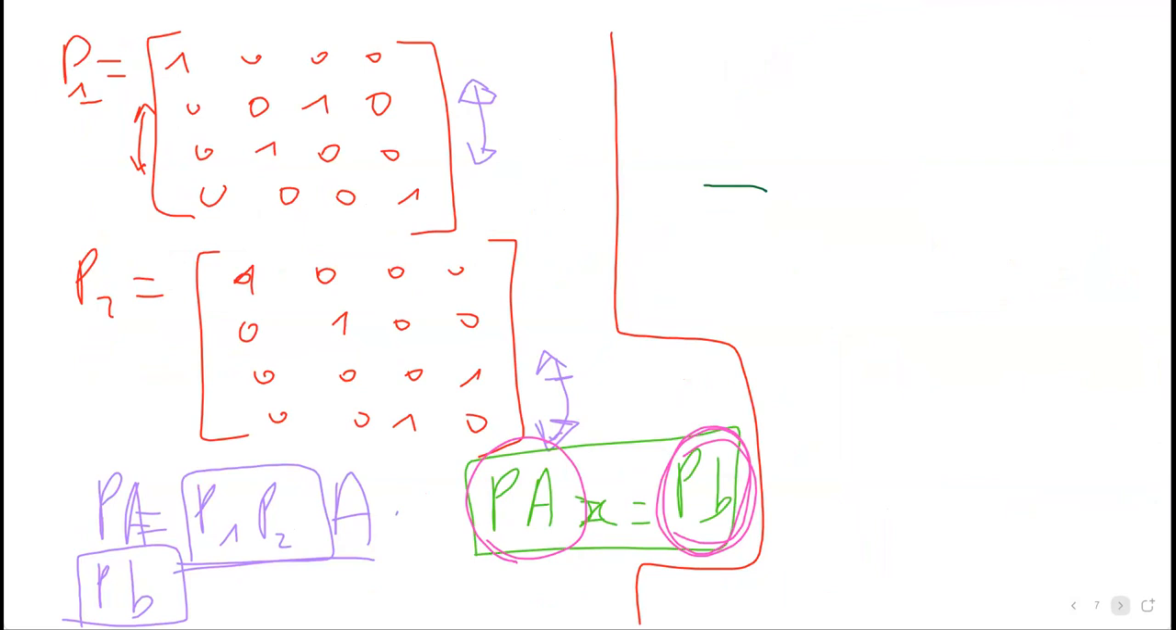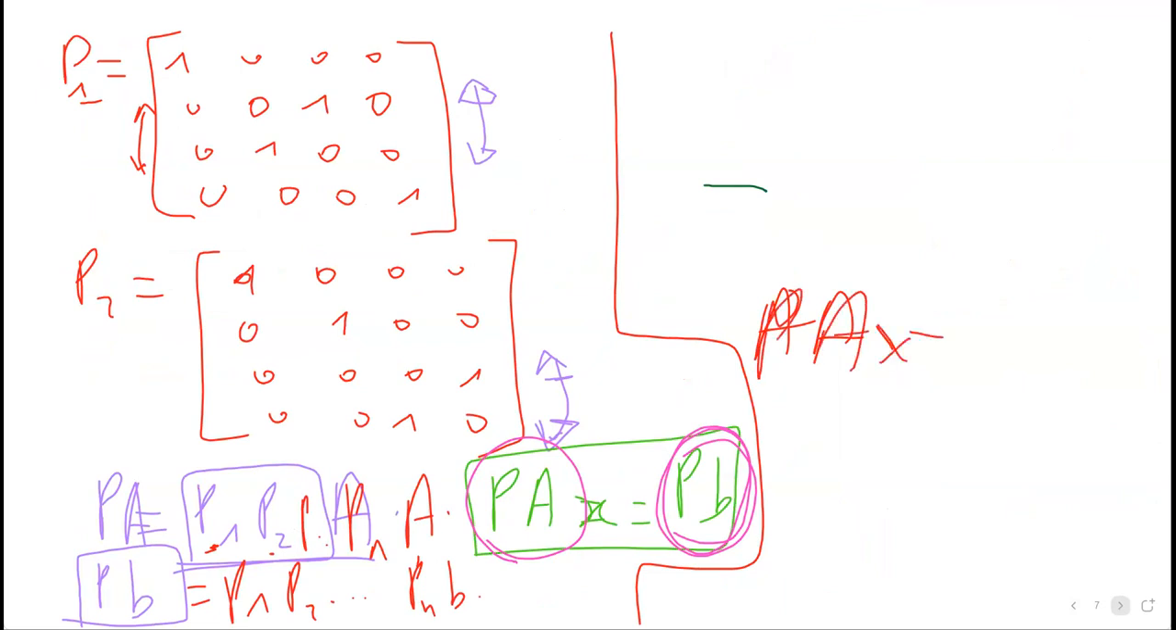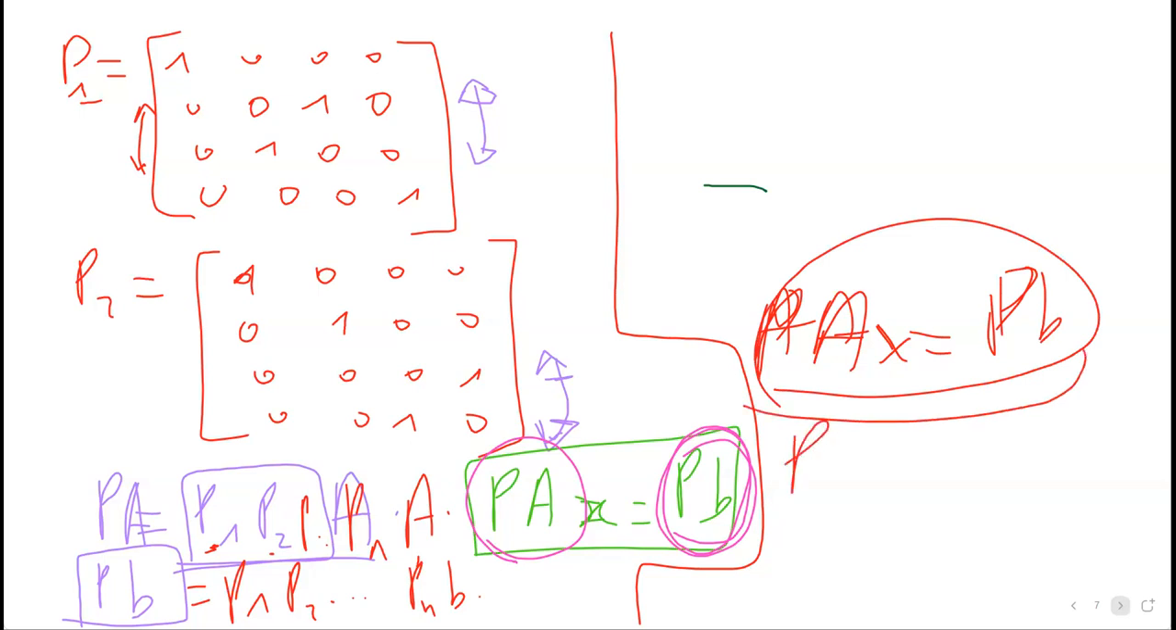Because then it helps you know that you use P1, P2, P3, and so on up to Pn of A, and then you can do the same, P1, P2, up to Pn times B. Then you now solve this PAX of PB. When you solve this, it's going to be PLU of X of PB, and then you'll be able to solve it again in the same machinery that we've been using over and over again, right?